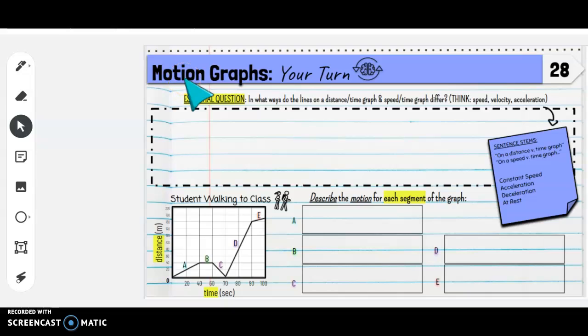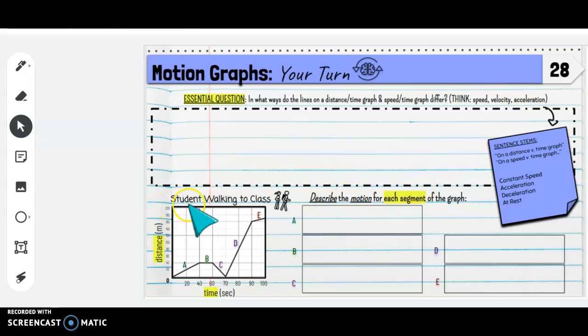In today's guided practice, we'll take a look at motion graphs and apply the notes from today. First, let's remember our essential question for today says, in what ways do the lines on a distance and time graph and speed and time graph differ? So think of those key words, speed, velocity, and acceleration, and there are sentence stems for you here to use. But for right now, we'll go down to the practice problems on the bottom.